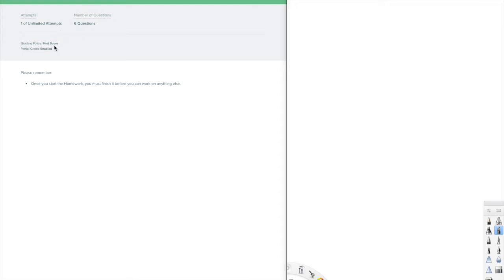Grading policy is always best score, which means whichever attempt is the best one is the one to keep. Partial credit is enabled, so if you answer 1 of 6 questions correctly, you get credit for the one question.